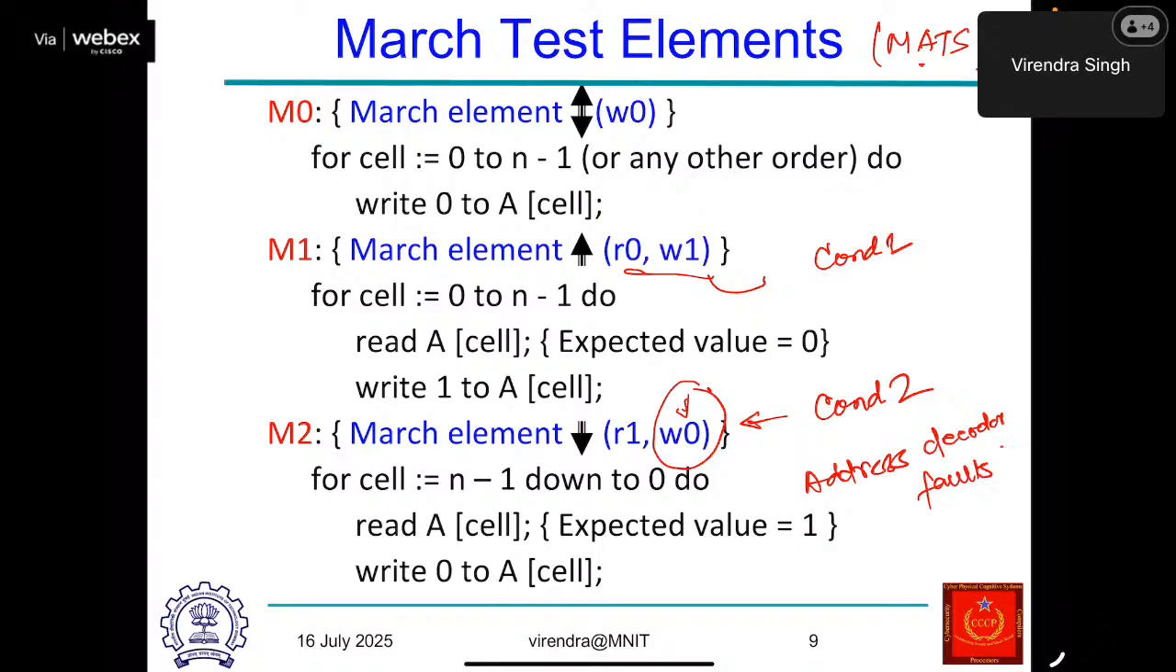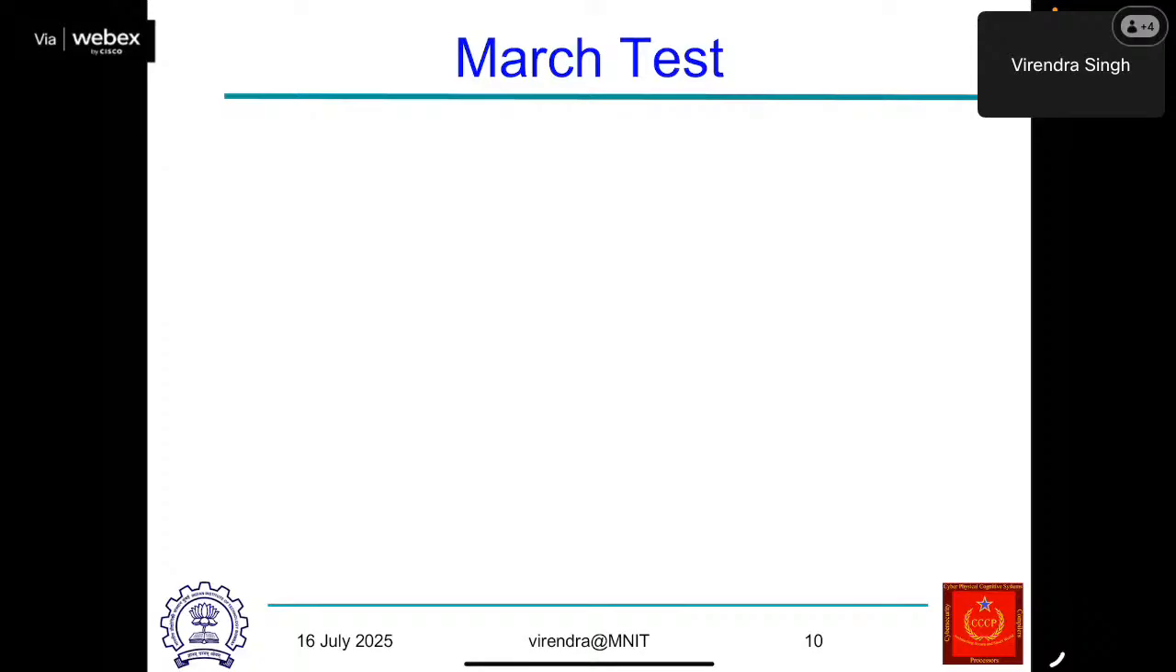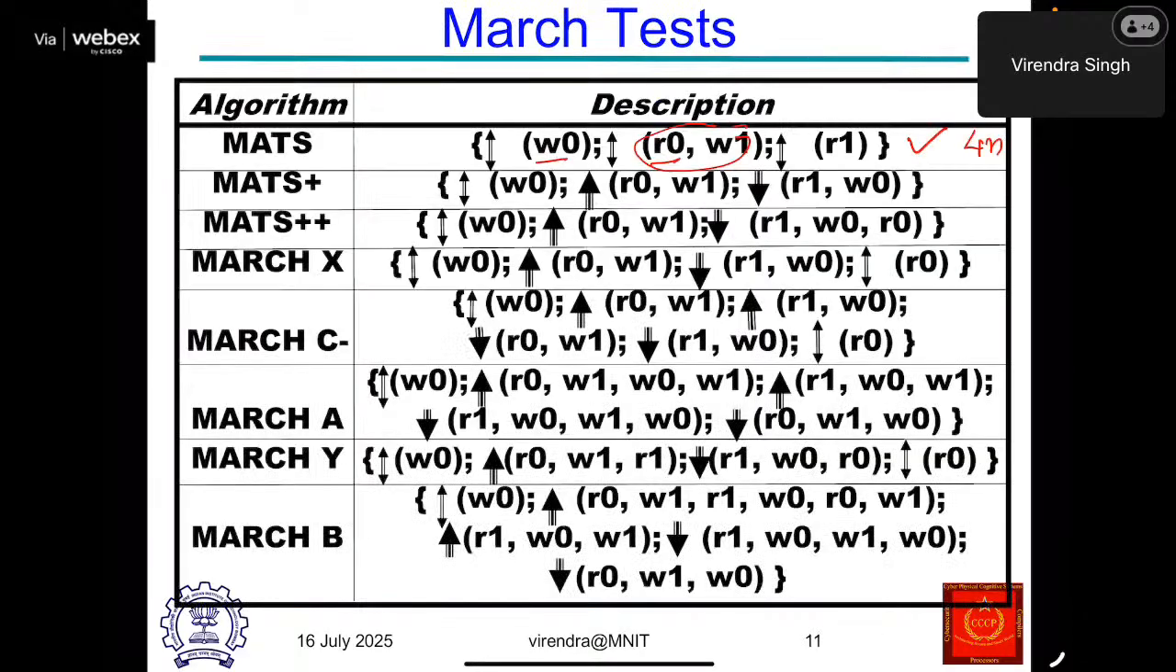So therefore, if I augment this MATS algorithm to MATS plus, there are 5 operations you have to do with each and every cell. So I call this test a 5N test. There are 5 operations you are doing with every cell, and that 5N algorithm can make it possible to detect the address decoder faults.